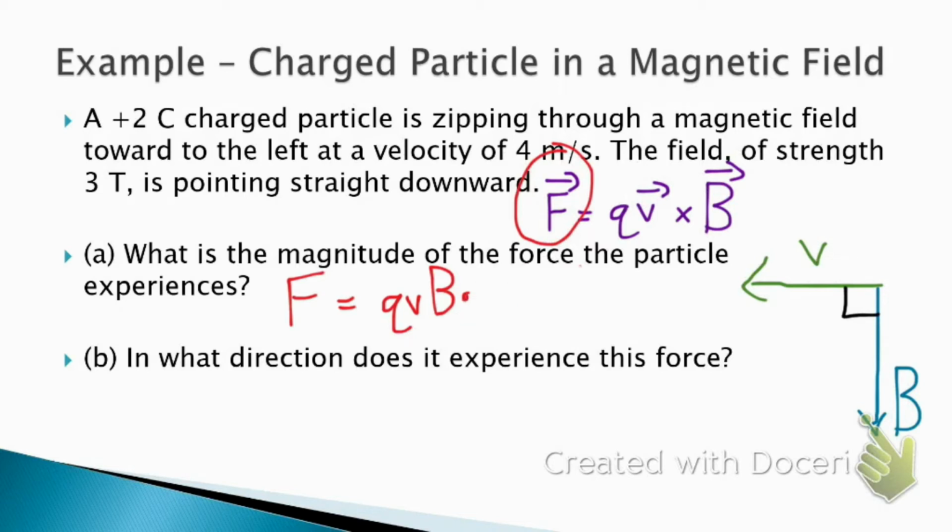So now it's going to be the value of q times the value of v times the value of B times 1. So let me plug those values in. It was a 2 coulomb charge, it was 4 meters per second, and it was a 3 Tesla field. That means it's going to feel a magnitude of force of 24 newtons.